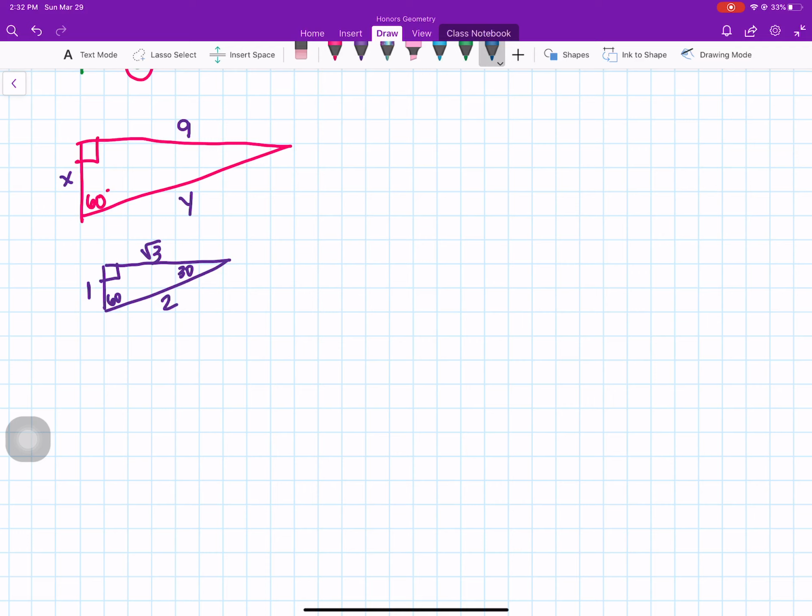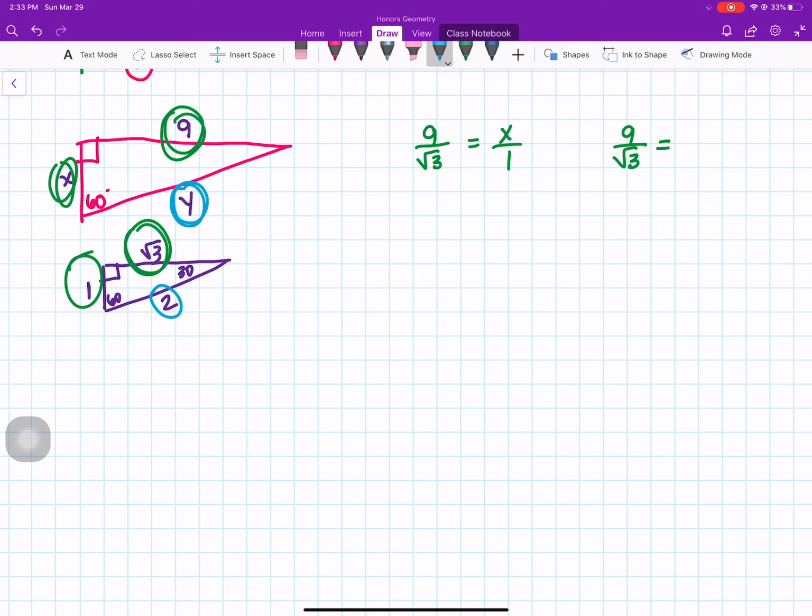And again, I'm going to set up a proportion. So find what matches up first. So I have 9 and root 3. So 9 over root 3 has to equal, let's see, x over 1. And then 9 over root 3 has to equal y over 2. This one, since it's x over 1, it's just x, equals 9 over root 3.